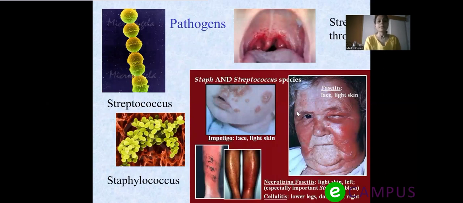So this is a diagram or photos of diseases caused by gram-negative bacteria or some other bacteria, because Streptococcus is a gram-positive bacterium. This is necrotizing fasciitis, in light skin and dark skin, especially important in Streptococcus infection, on the lower leg. This is how bacteria cause disease. So today we stop here. Hope this video is clear to you. Thank you.